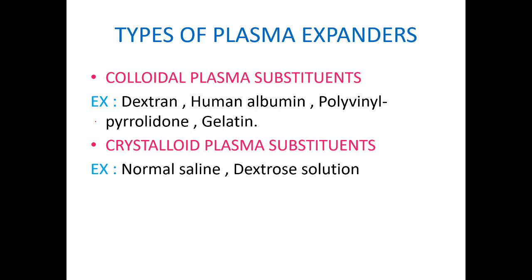Next, let's see the types of plasma expanders. The first one is colloidal plasma substituents, and the next one is crystalloid plasma substituents. Colloidal plasma substituents are very important and the best plasma substitutes. Examples are dextran, human albumin, polyvinyl pyrrolidone, and gelatin. Next, crystalloid plasma substituents: examples are normal saline and dextrose solution.